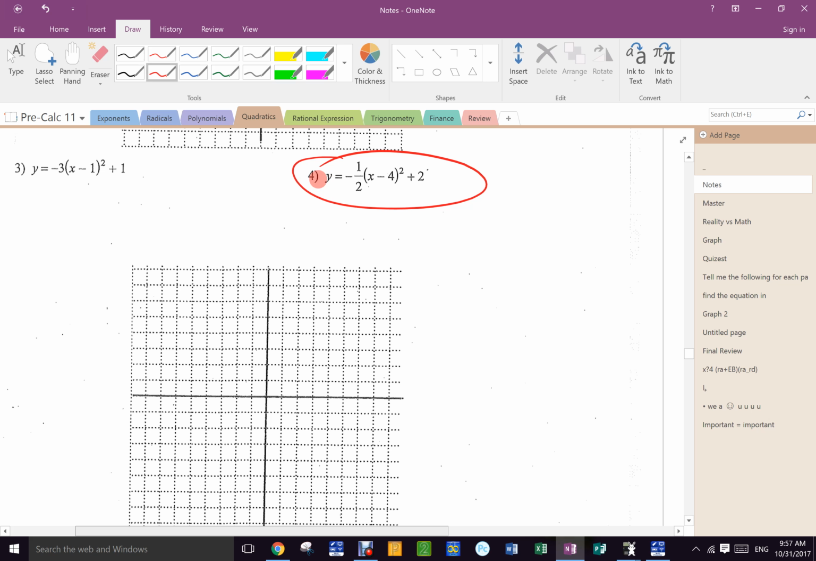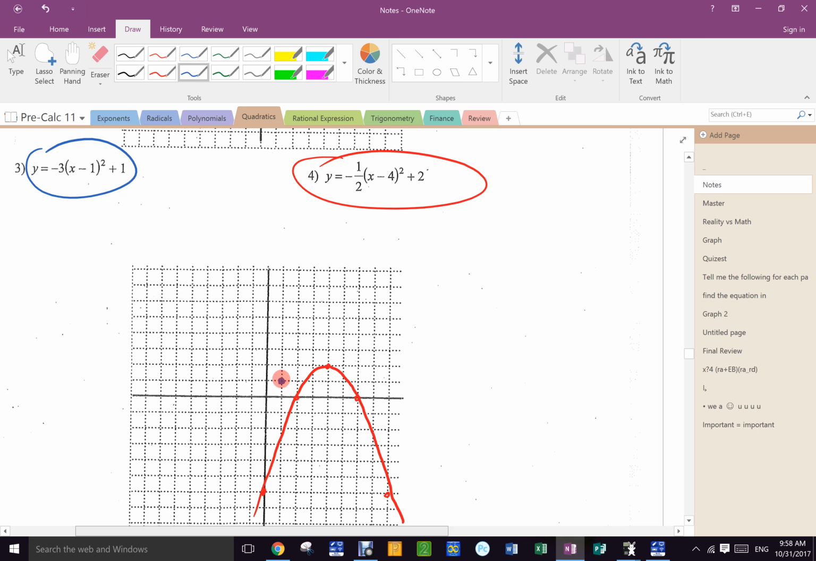Red. 1, 2, 3, 4. 1, 2. It's negative, so down. Right 2, down 2. Right 2, down 2. Right 4 should be down 16, but it's only going to be down 8. 2, 4, 6, 8. 1, 2, 3, 4. 1, 2, 3, 4. And then the blue one.